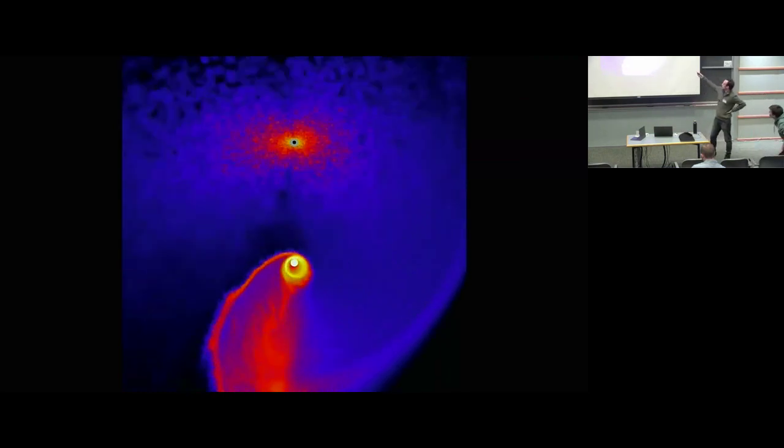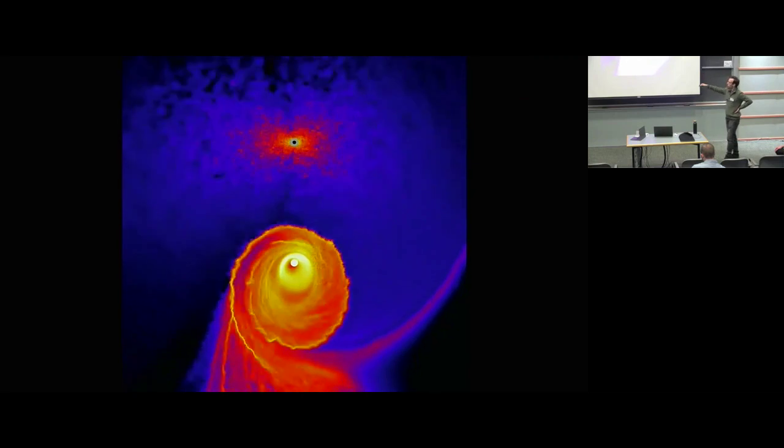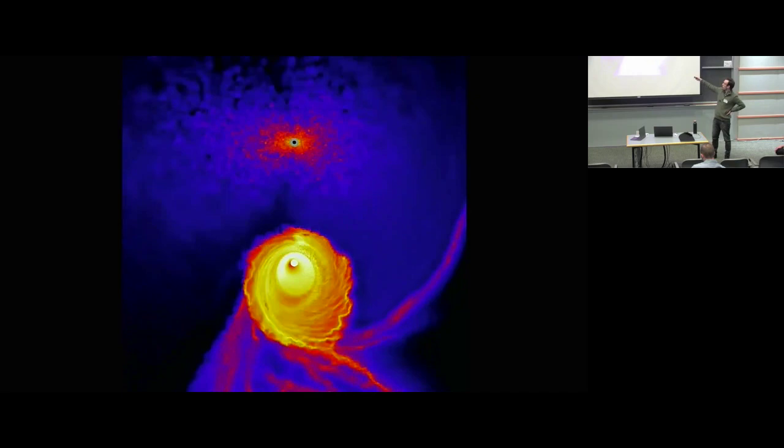So this is the evolution of the outflowing gas that forms this large-scale envelope, and due to circularizing shocks, a disk promptly forms around the black hole.